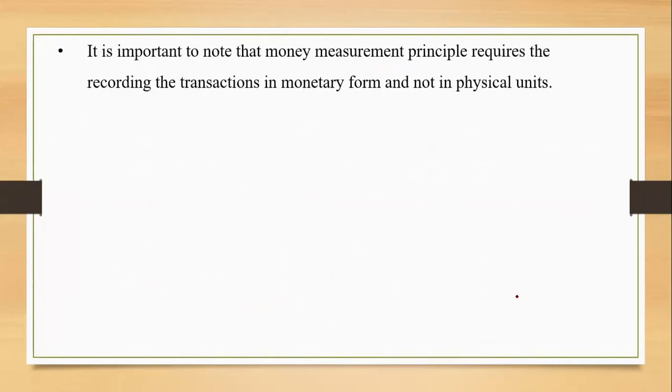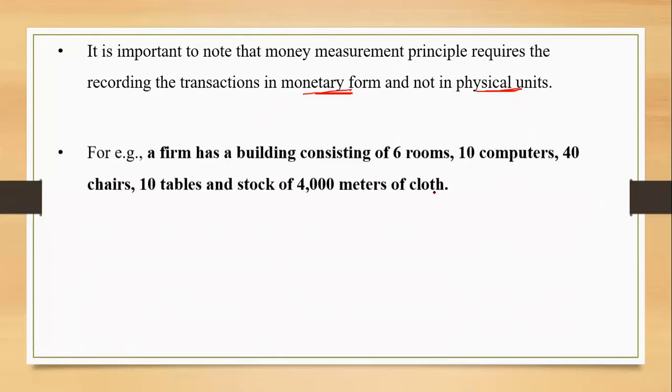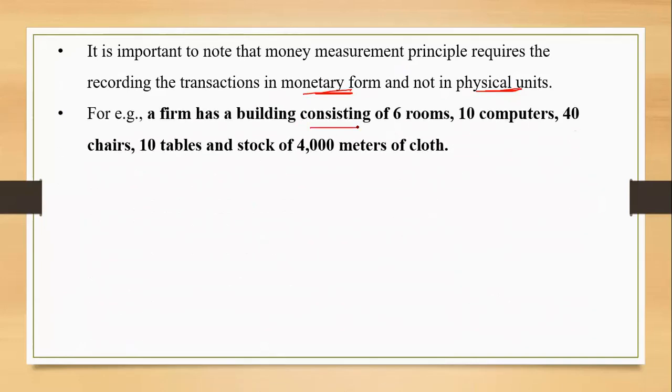The money measurement principle also requires recording the transactions in monetary form, not in physical units. We will have an example to understand this. A firm has a building consisting of 6 rooms. Afterwards, besides the building, you talk about 10 computers, 40 chairs, 10 tables, and a stock of meters of cloth, right? Now here different products are there, different assets are there. Every asset will have its own unit of measurement. So, can these be recorded like this in the books of accounts?